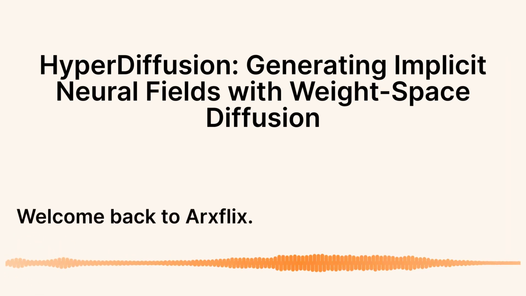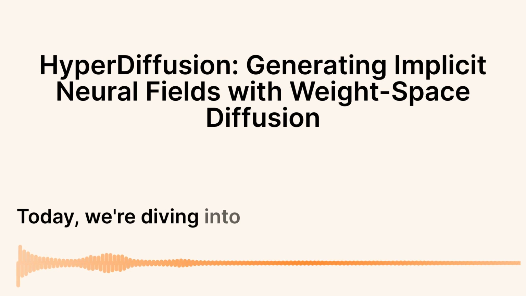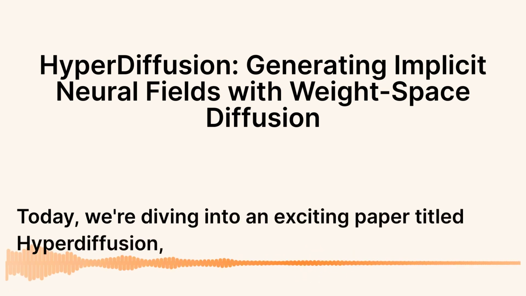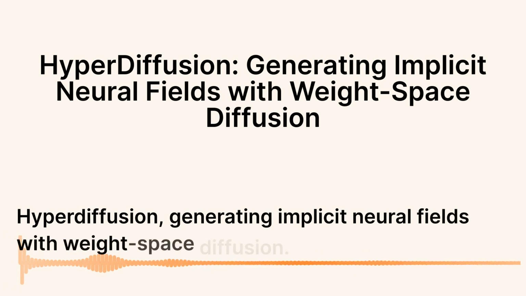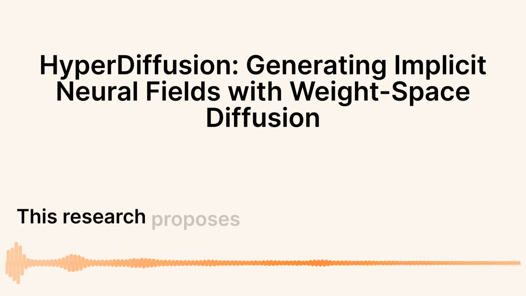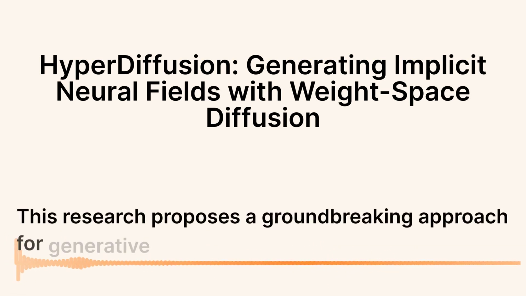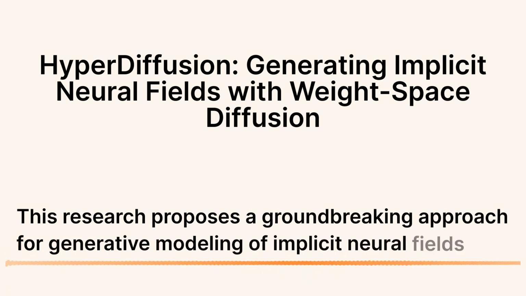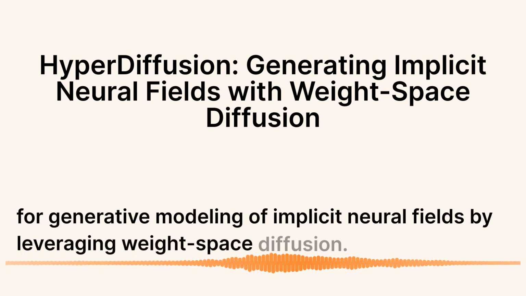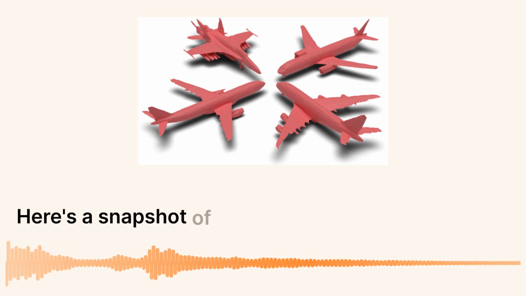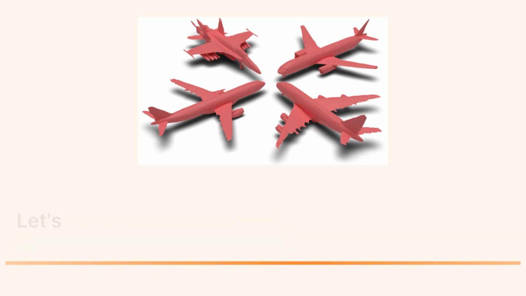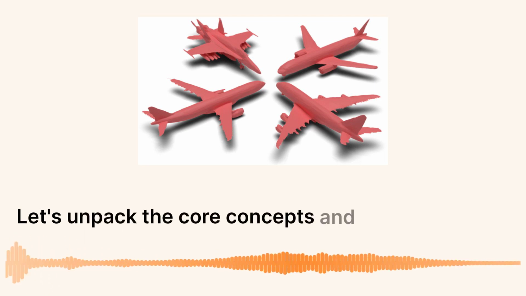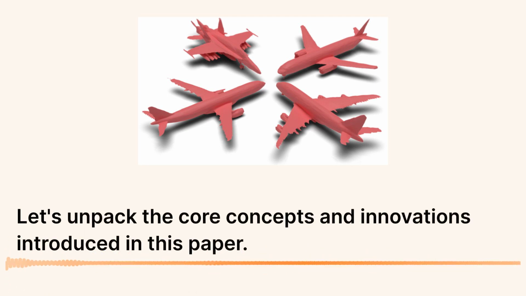Welcome back to Arxflix. Today, we're diving into an exciting paper titled HyperDiffusion: Generating Implicit Neural Fields with Weight-Space Diffusion. This research proposes a groundbreaking approach for generative modeling of implicit neural fields by leveraging weight-space diffusion. Here's a snapshot of the HyperDiffusion model, generating 3D shapes. Let's unpack the core concepts and innovations introduced in this paper.